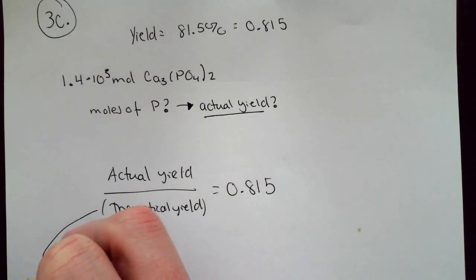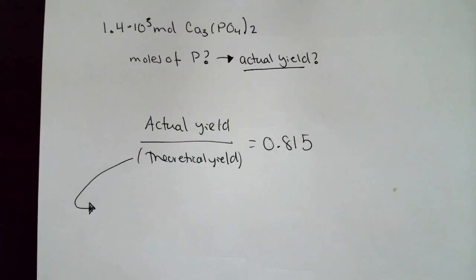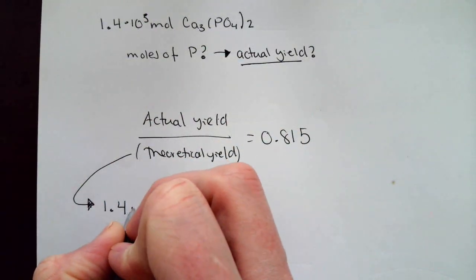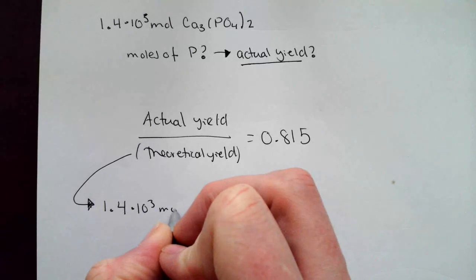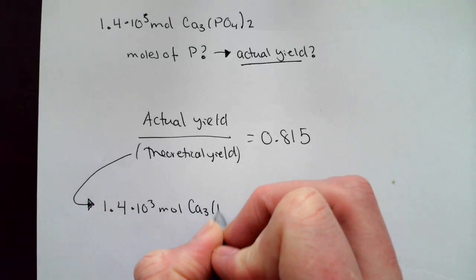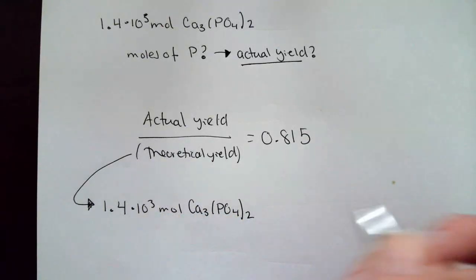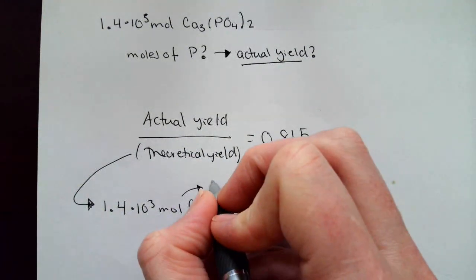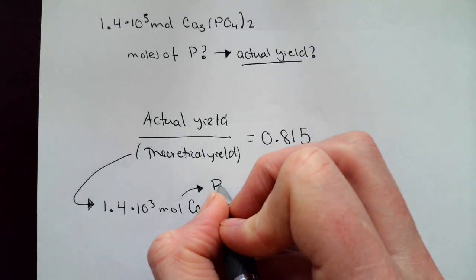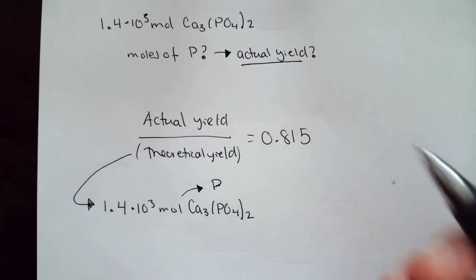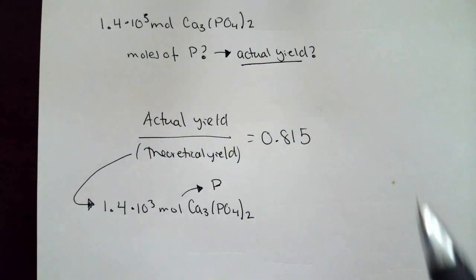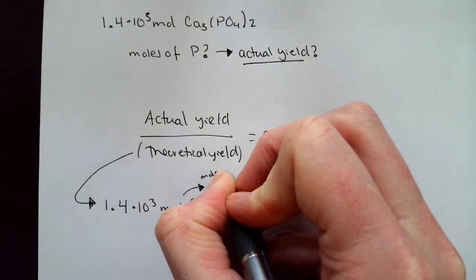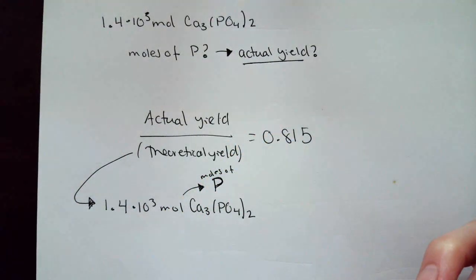Every single time we are going to do that via stoichiometry. So the one thing they do give us is that you're starting with 1.4 times 10 to the third moles of calcium phosphate. And I have to get to my theoretical yield of phosphorus. And they want the answer in moles, so we can stay in moles and not bother with mass, which is nice. So I want to go to moles of phosphorus.